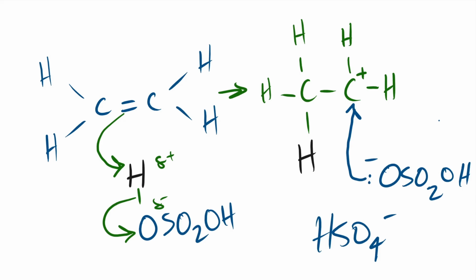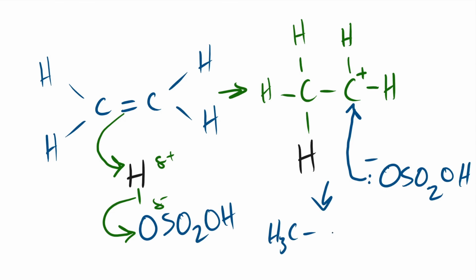You can do that in your exam, completely fine. AQA will give you the marks, and it saves you having to draw out the full structure. And then our product is going to just be H3C, C, H2, and then we're going to have our OSO2OH there. A bit squished up, but hopefully you get the idea. And what is this product referred to as? It's going to be referred to as an alkyl hydrogen sulfate.